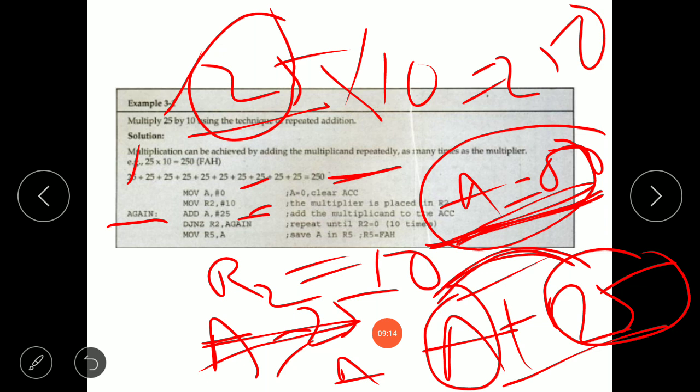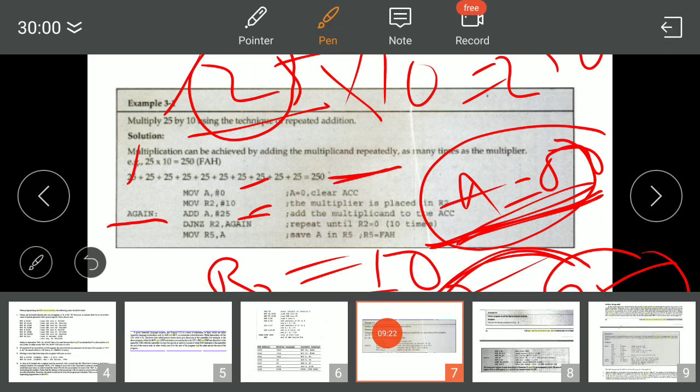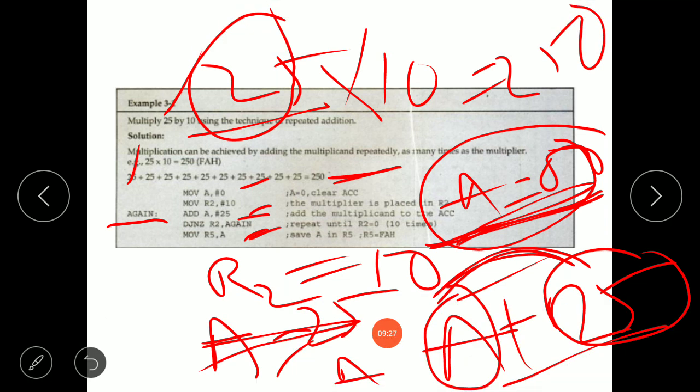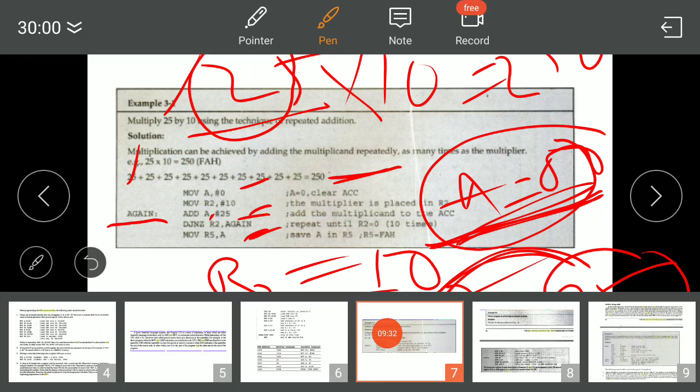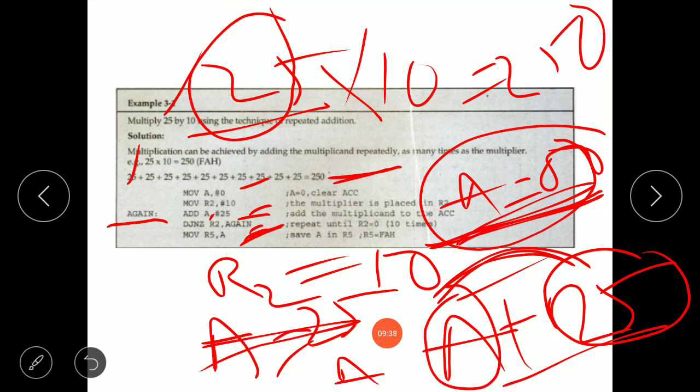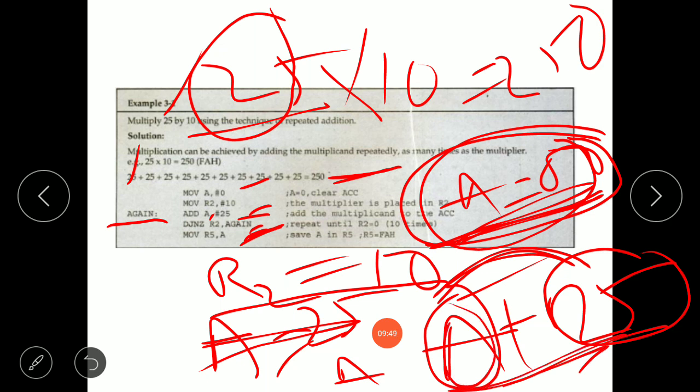Now what instruction will I be using? DJNZ R2, AGAIN, where AGAIN is this label. It is a loop that we are going to set. DJNZ R2 means decrement the value of R2, and if the value of R2 is not 0, then jump to this label again. So what will happen? Initially I made A equal to 00. I set the counter, then I added 25 to the accumulator, that is 0, and I stored the result in the accumulator. So one 25 is gone.